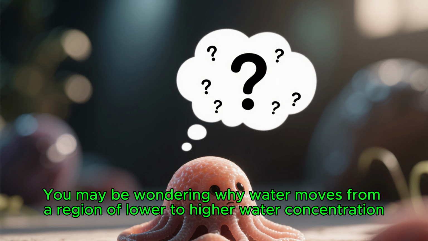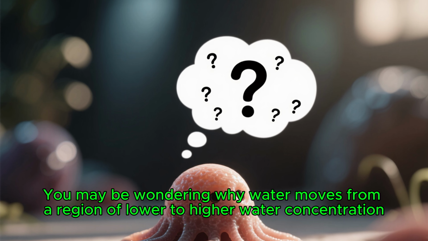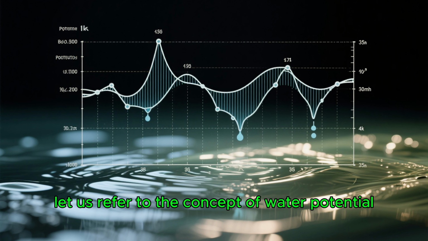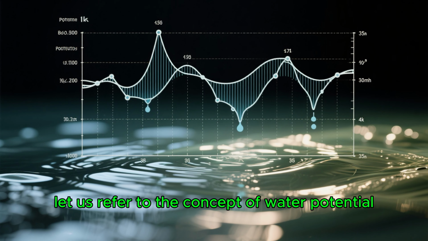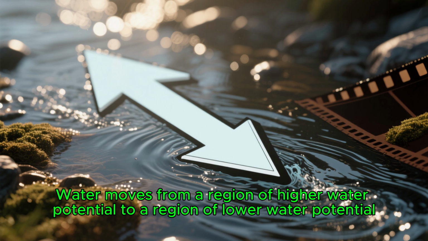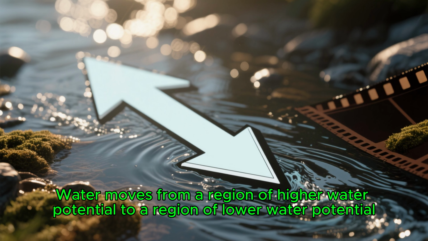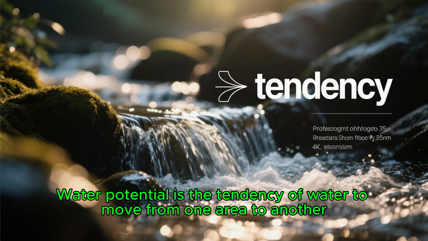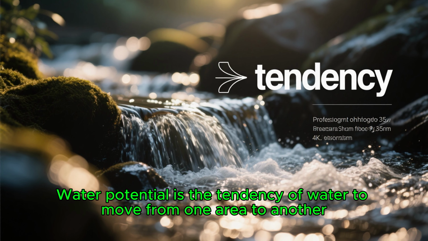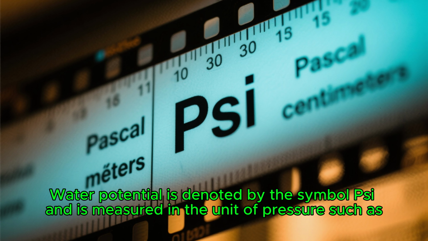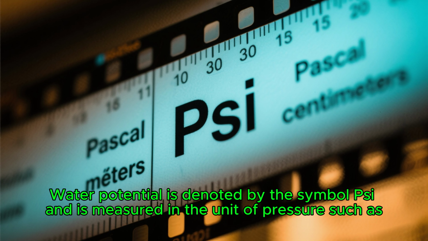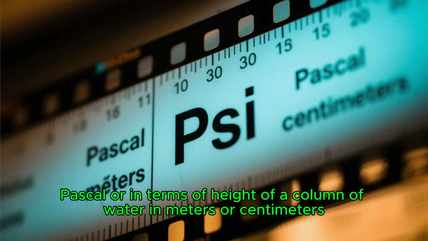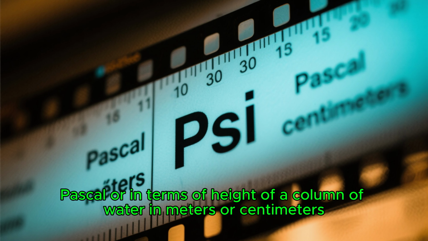You may be wondering why water moves from a region of lower to higher water concentration. To understand this, let us refer to the concept of water potential. Water moves from a region of higher water potential to a region of lower water potential. Water potential is the tendency of water to move from one area to another. Water potential is denoted by the symbol psi and is measured in the unit of pressure such as Pascal or in terms of height of a column of water in meters or centimeters.